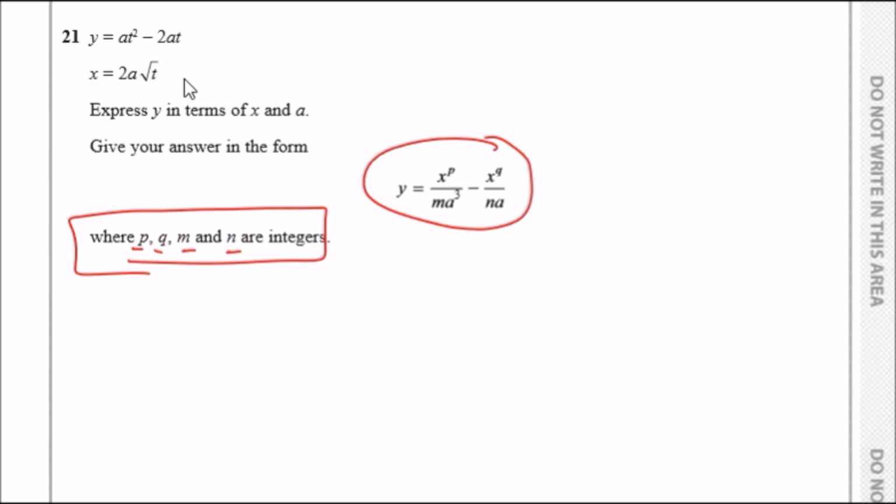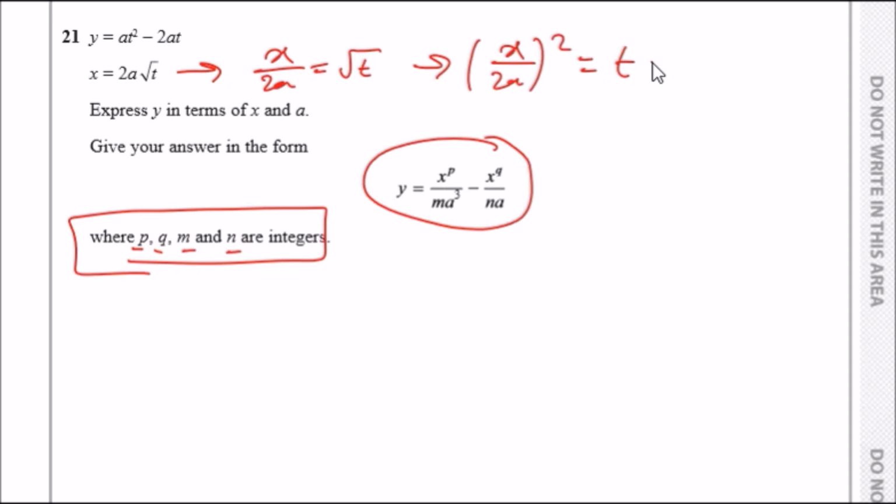So the first step is to rewrite the second equation in terms of t. To do that, we can divide by 2a across. We have x over 2a equals root t, and then square both sides. So we've got x over 2a, squared, equals t. And to make it tidy, if you actually square it, you get x squared over, and then 2a squared is 4a squared. So make sure you square every single term.